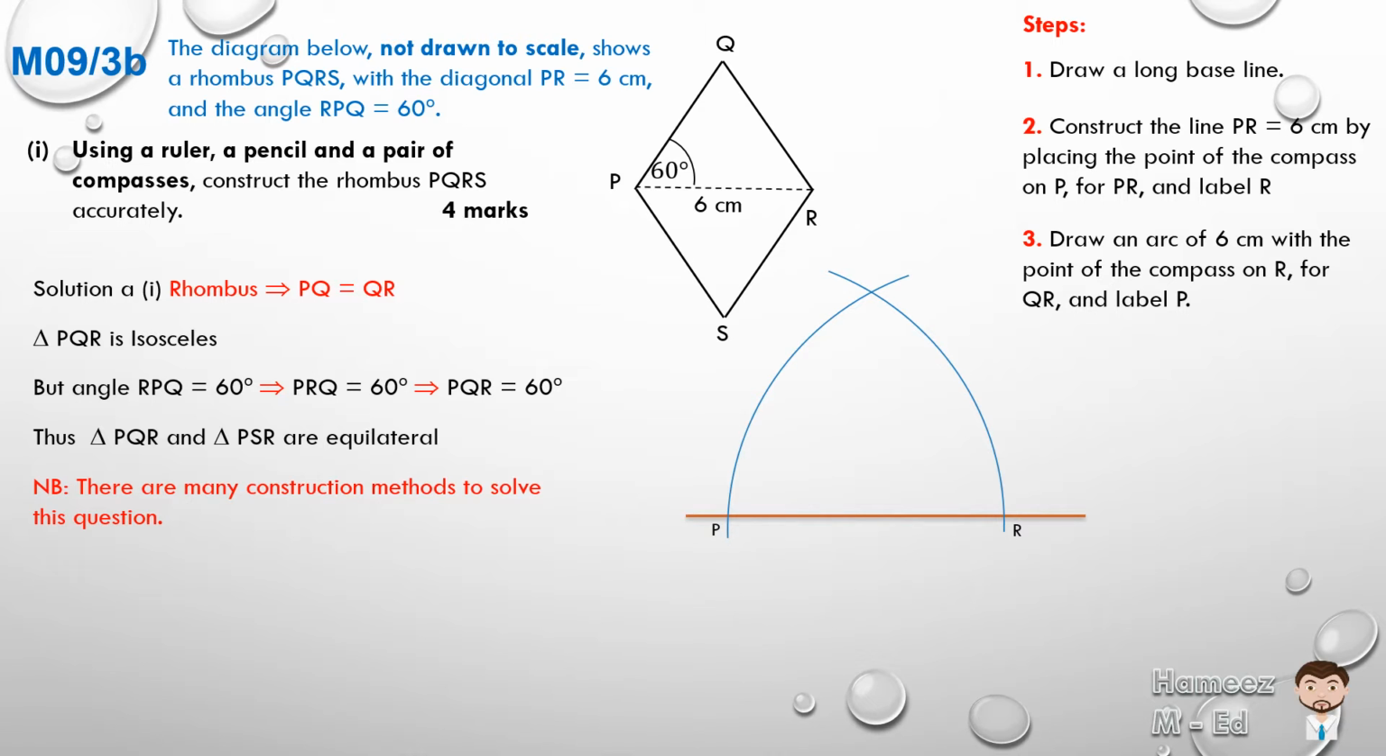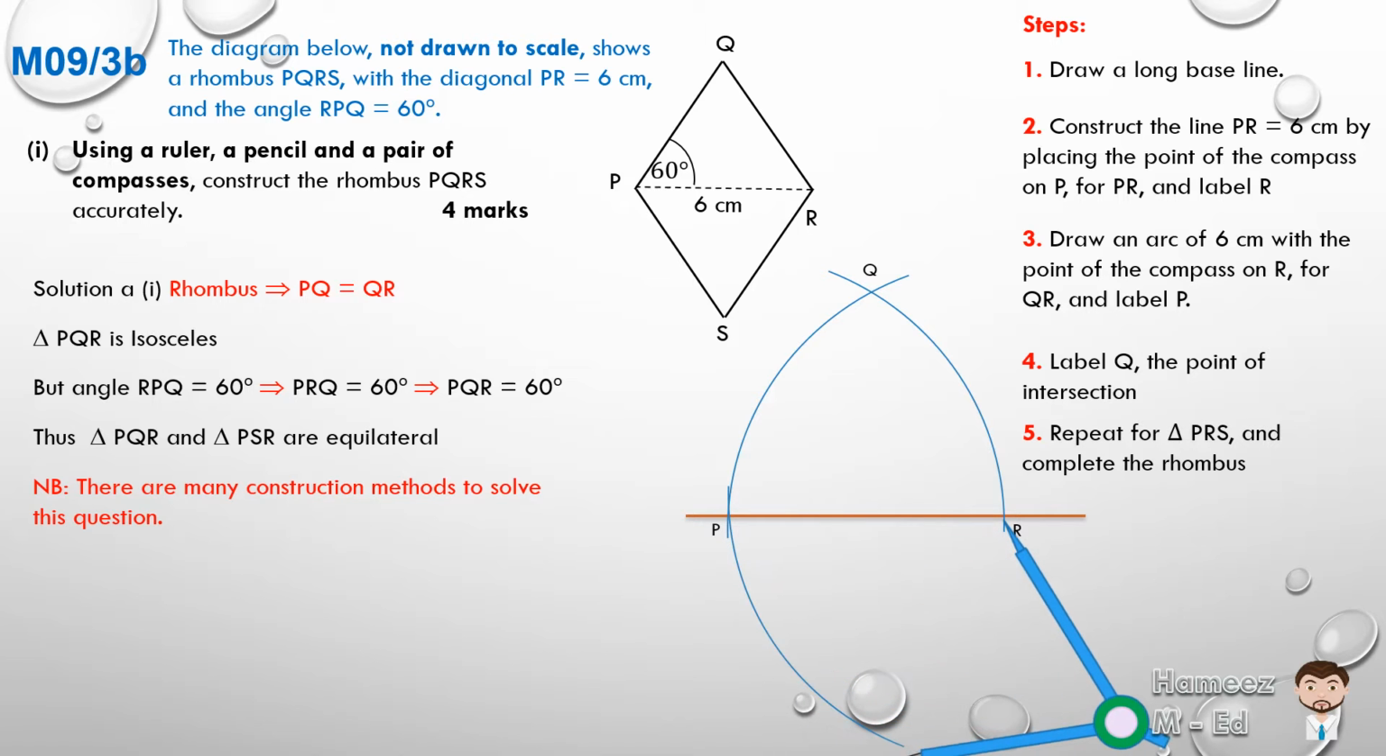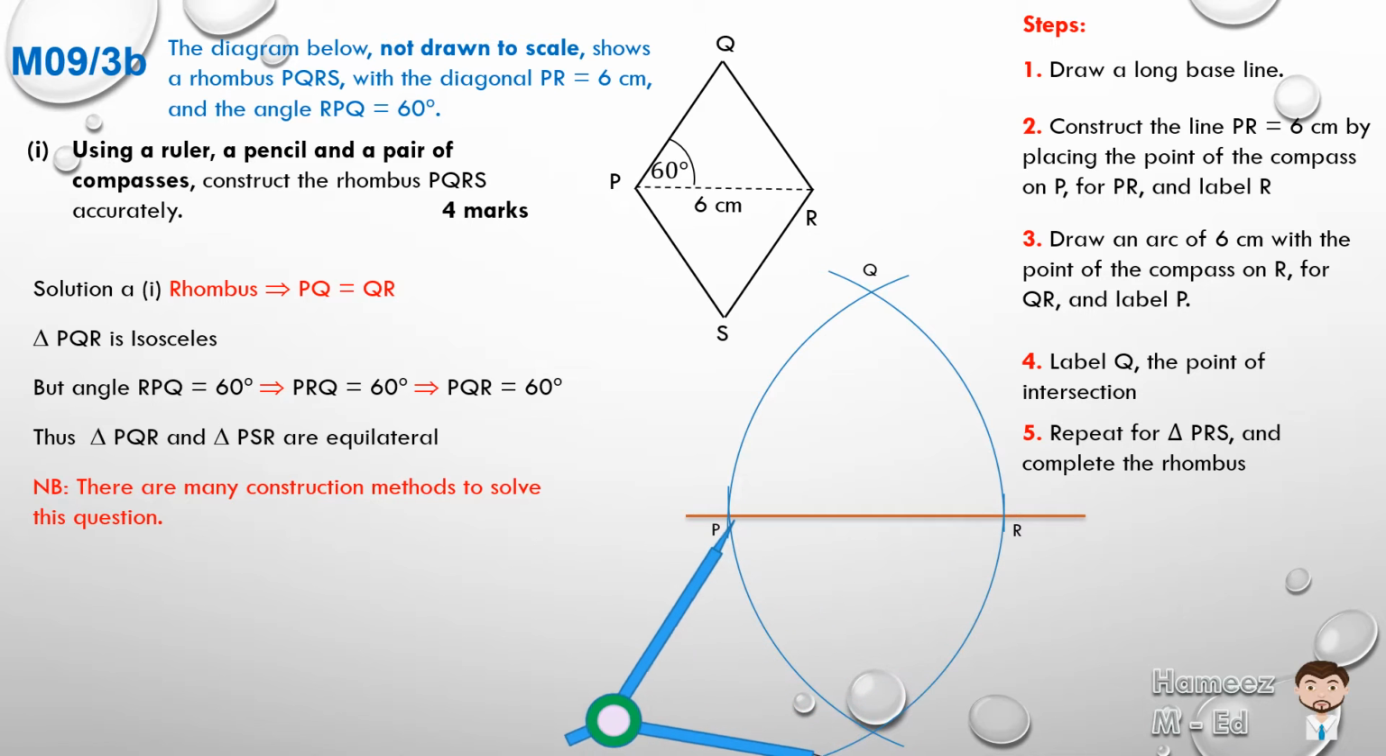And where do the arcs intersect? They intersect at Q, so we can label that. So we've gotten the points P, Q, and R. Let's repeat the exact method for the lower triangle, for triangle PRS. And after we've drawn the arcs, we've labeled S.